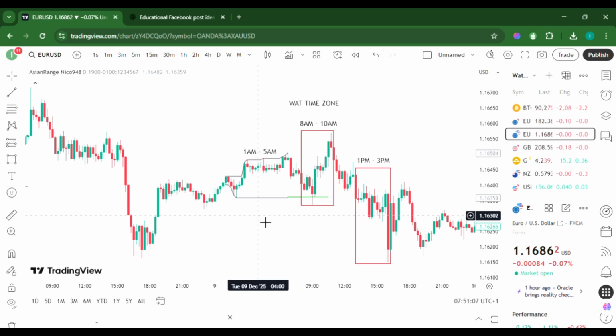These three windows will show you where liquidity forms, where the reversal happens, and where the continuation begins. That's what these three zones will show you. And I'll explain and show it to you as we progress in this video. The indicator I use here is Asian Range by Nico948. You can look out for it in the indicator section.